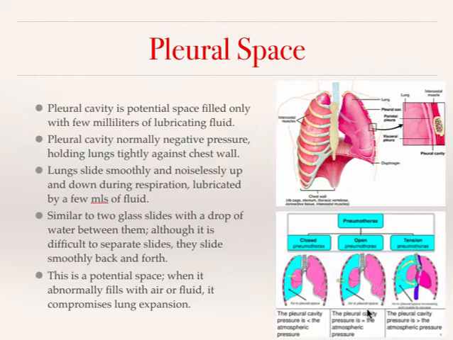If you think of the pleural space, it's similar to a 2-glass slide. If you think of a slide that you look at under a microscope, they're difficult to separate, but they can slide back and forth. This is what gives it that lubrication, and you want lubrication because when you're breathing in and out, it creates smooth movement, essentially.